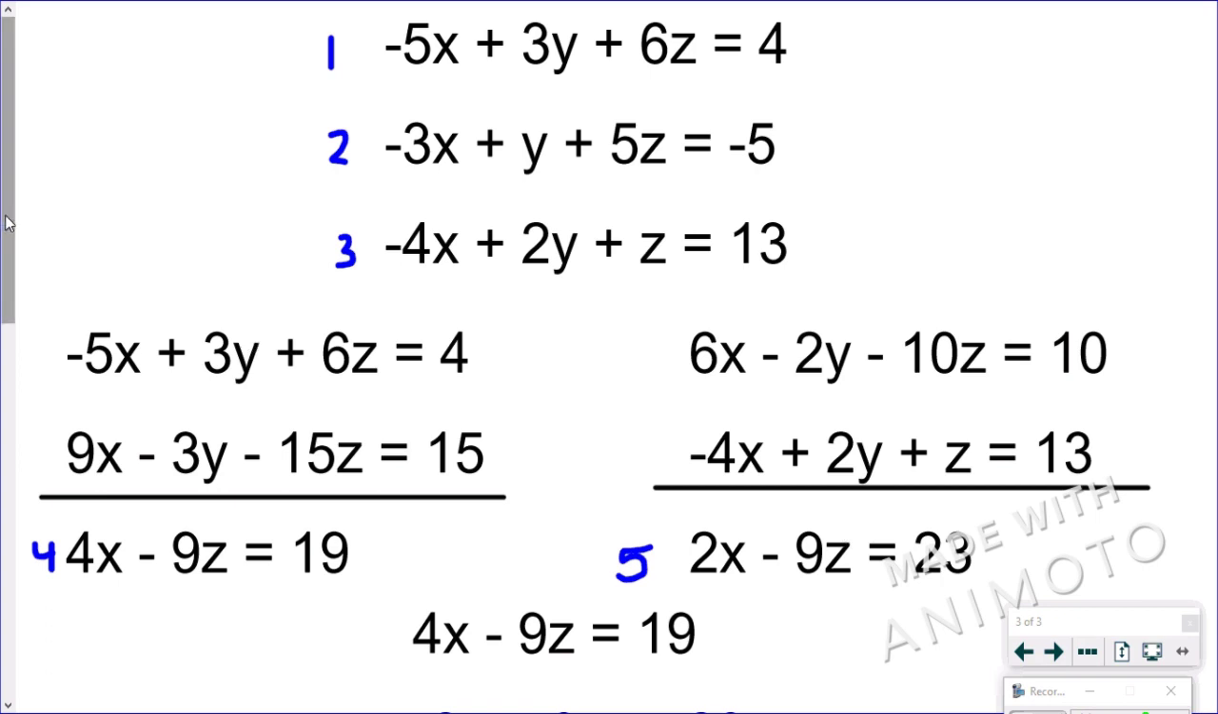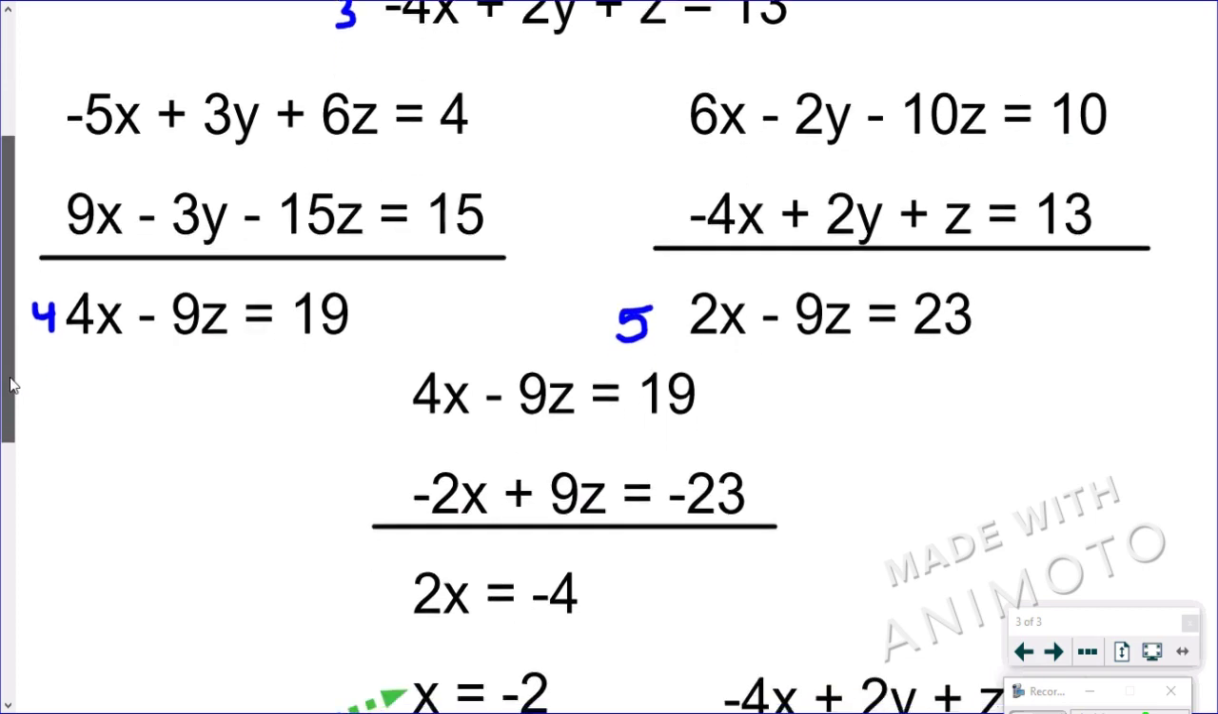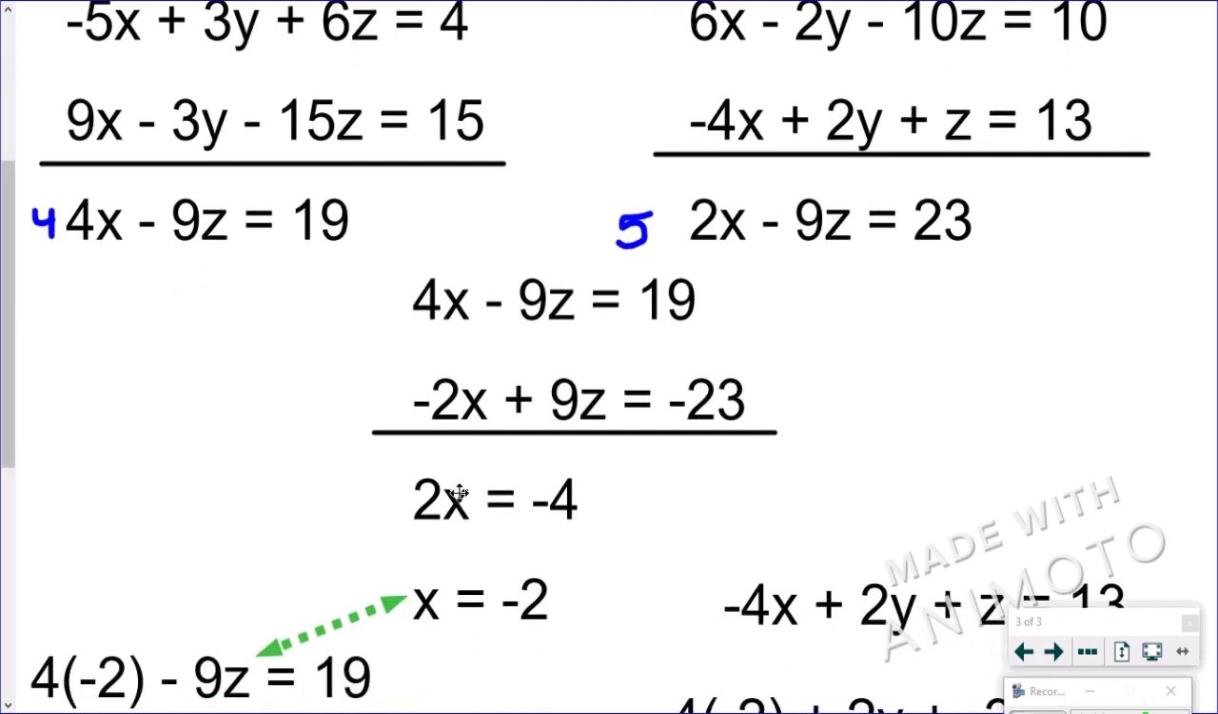Unfortunately, two variables did not cancel out for me. So I create a two variable system with equation 4 and equation 5. The only thing I did with equation 5 is I multiplied everything by a negative in order to get my z's to cancel. So negative 2x plus 9z equals negative 23. And then I add to eliminate there, and I get positive 2x equals negative 4. Divide by 2 and get x equals negative 2.